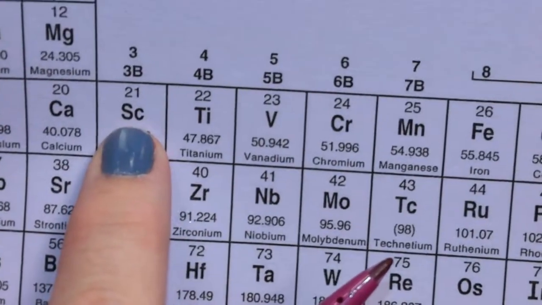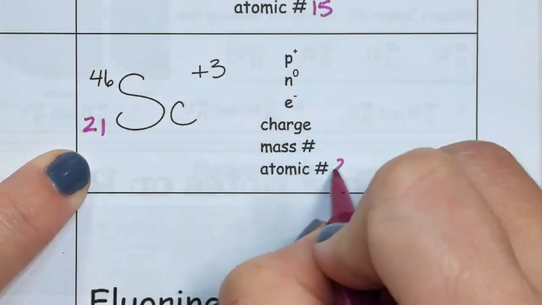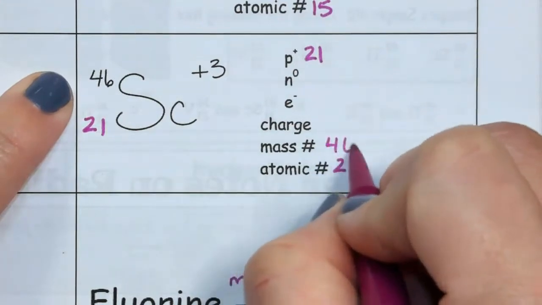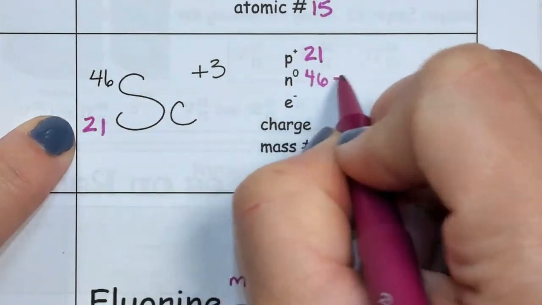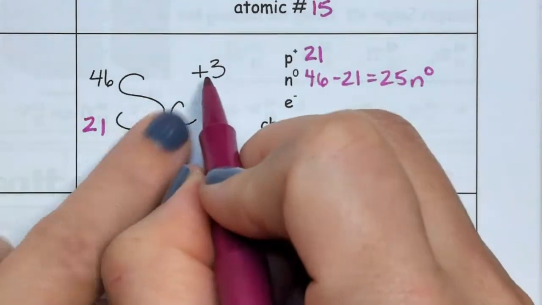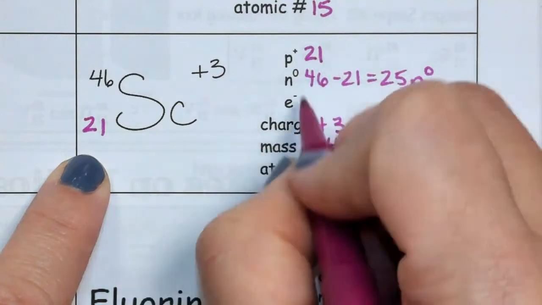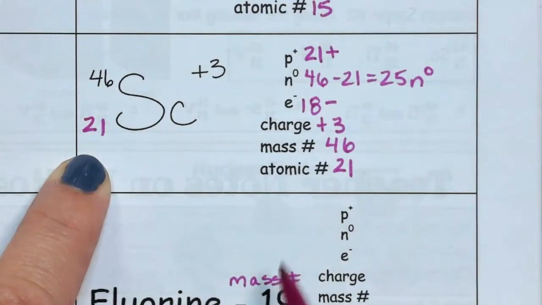All right, I do not have the atomic number of scandium, so I'm going to look it up right here. It is 21. So the atomic number here is 21. That tells me the number of protons. 46 is the mass number. The neutrons is 46 minus 21 equals 25 neutrons. The charge is a +3. 21 minus 3 equals 18 electrons. Remember, we have 21 positives, 18 negatives, which overall gives us this +3 charge.